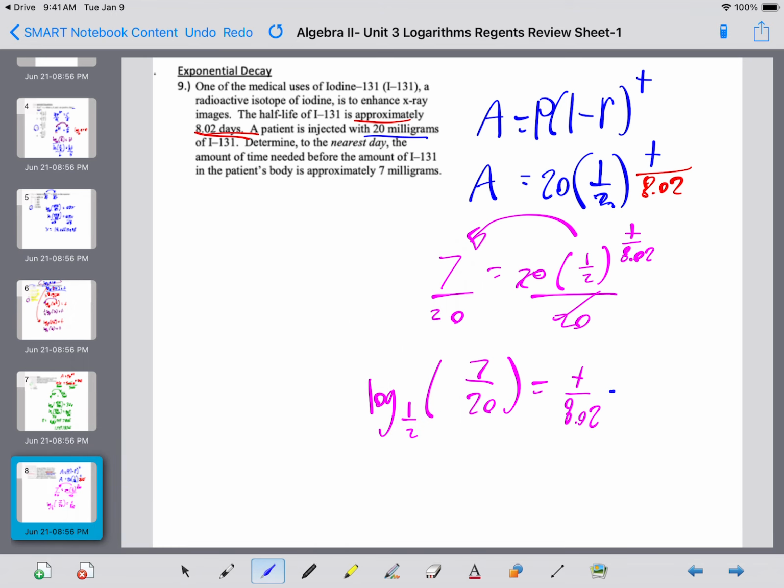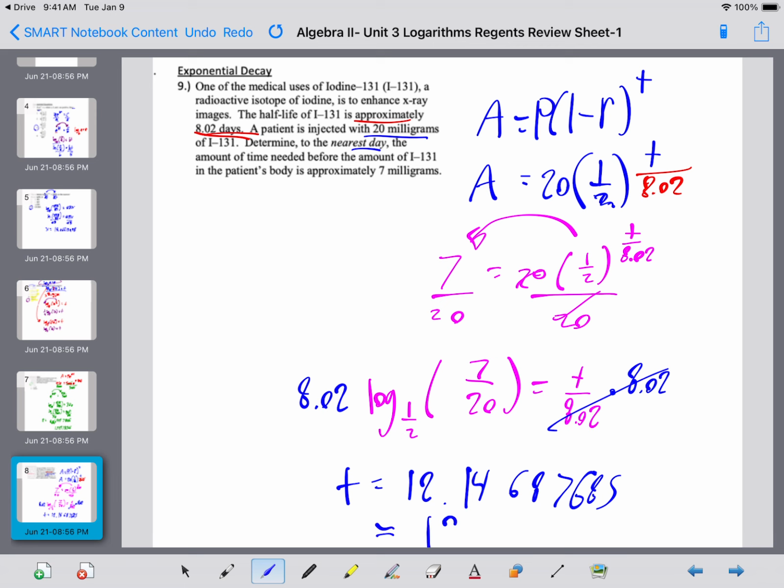Let's solve for t. So you could multiply by 8.02 on both sides. Put that in your calculator. So I'm going to do math, log base. I could have typed 8.02 first. But 1/2, 7 divided by 20, and I'll multiply by 8.02. t equals 12.14687685. It says to the nearest day, so approximately 12 days.